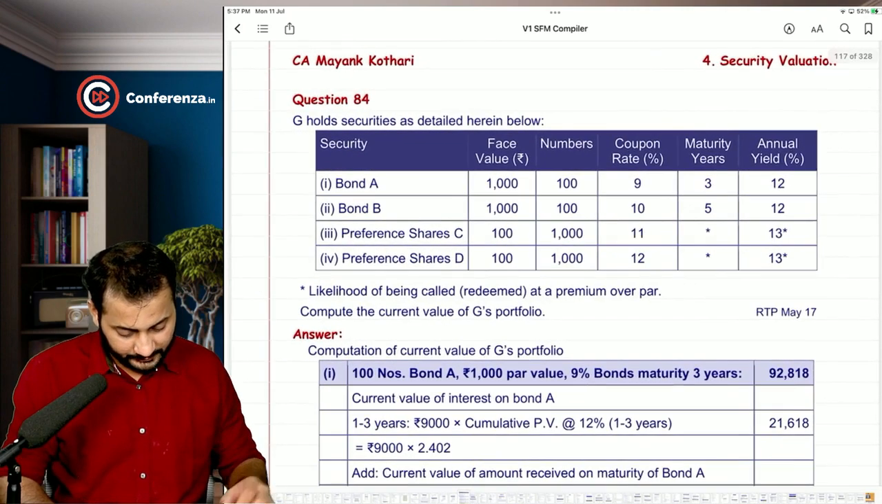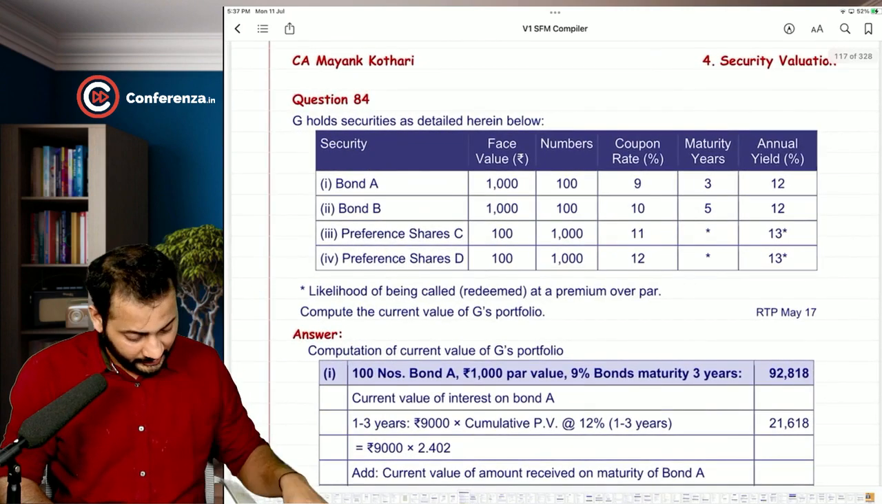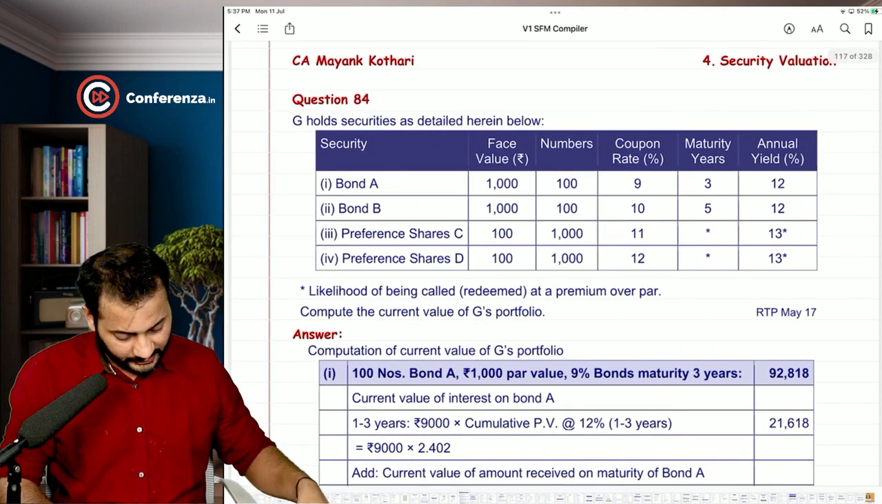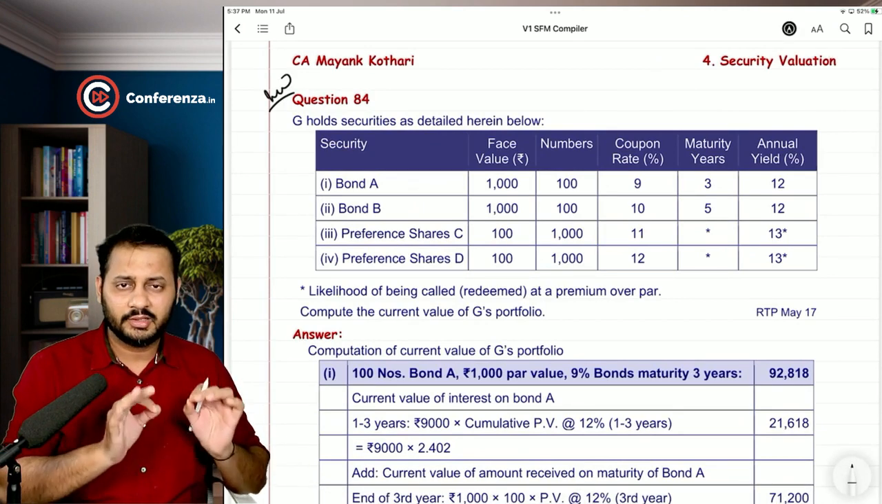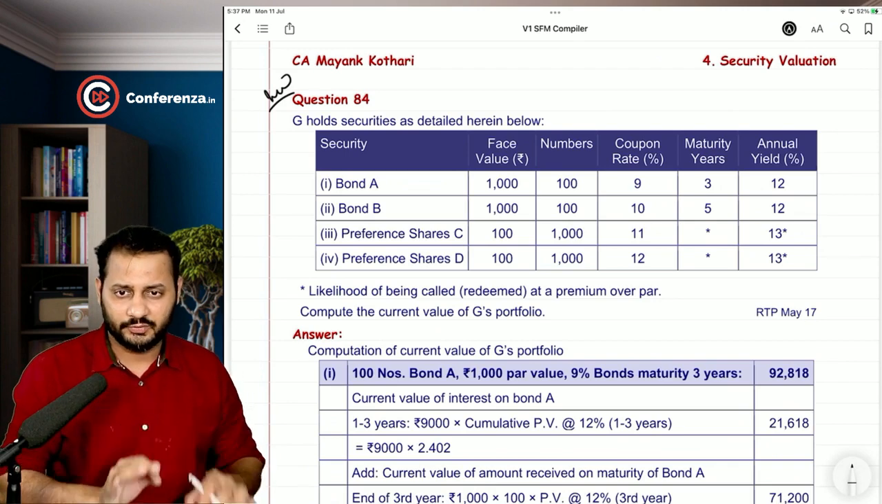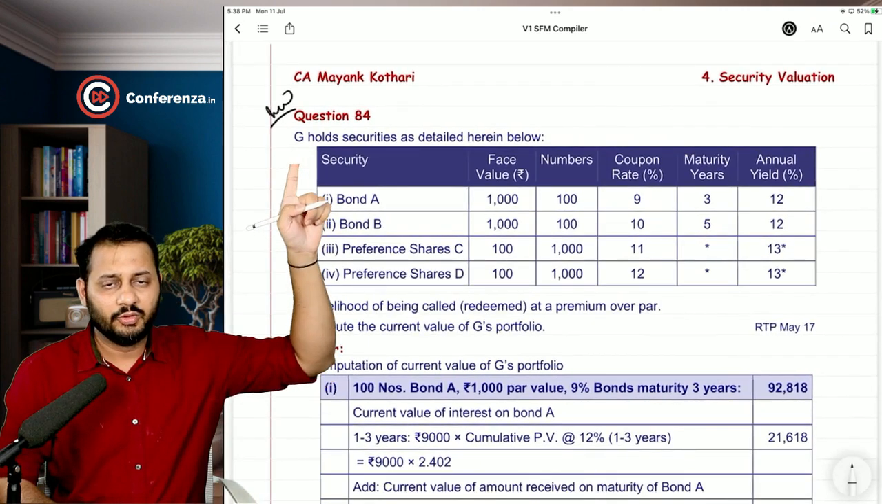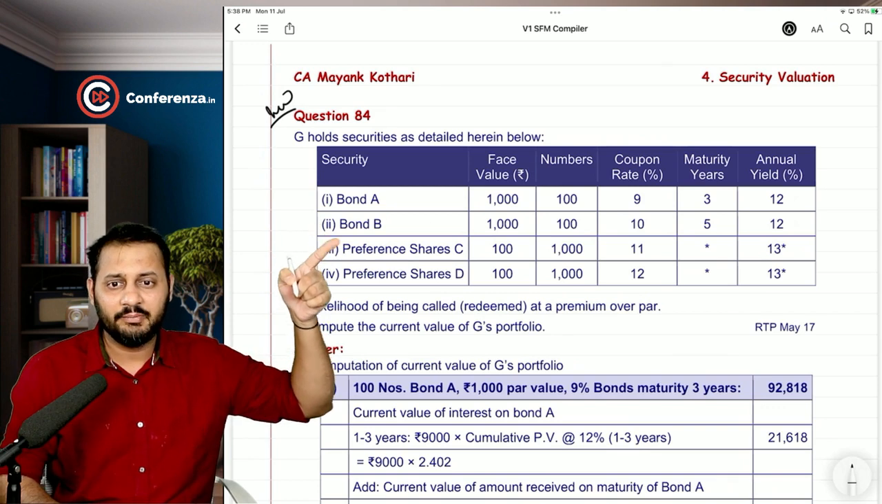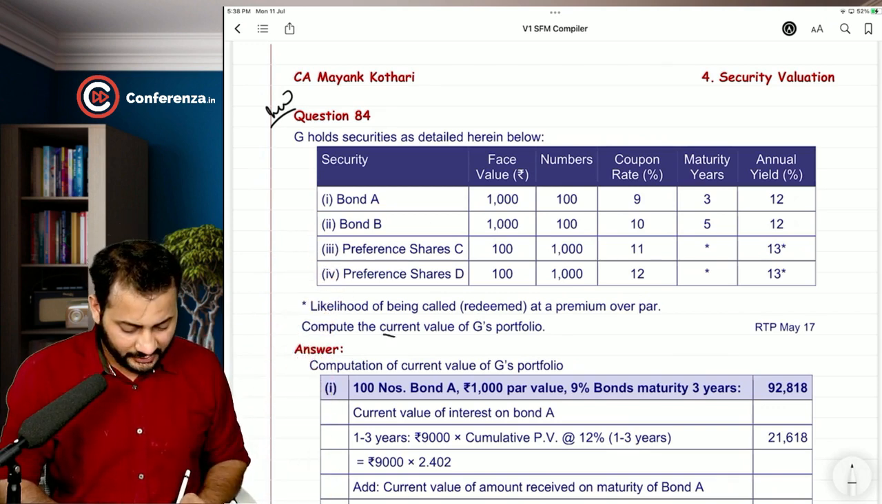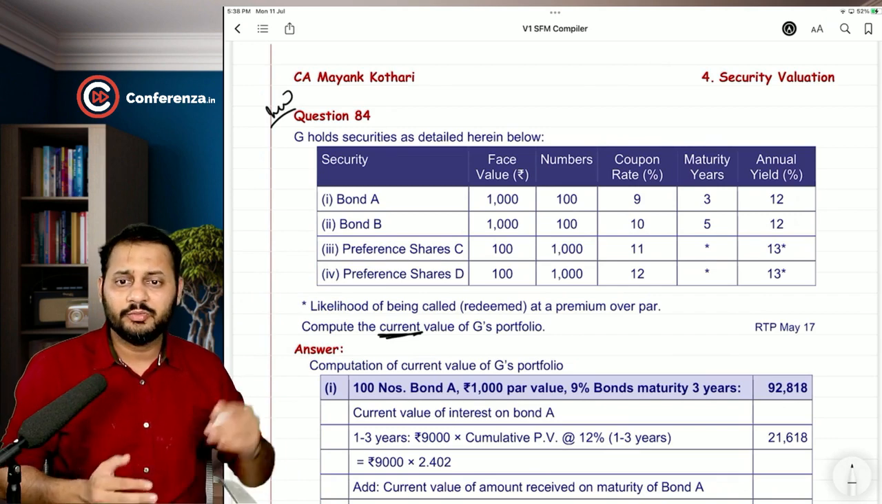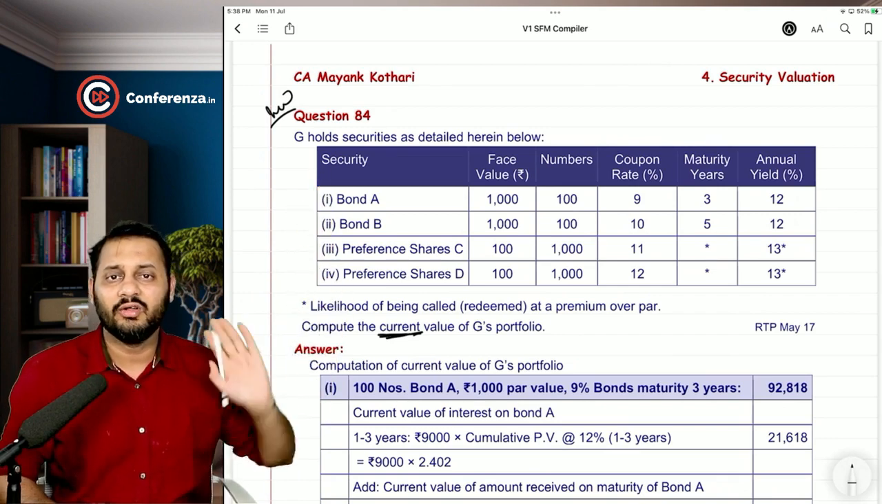Question number 84. 84 is up to you. You are going to take it as homework. It's very simple. I will tell you. It is nothing but the present value of future cash flows. See, someone G holds the following securities: bond A, B and preference shares C, D. And they are asking you to calculate the current value. Current value means you have to calculate the present value of all this.